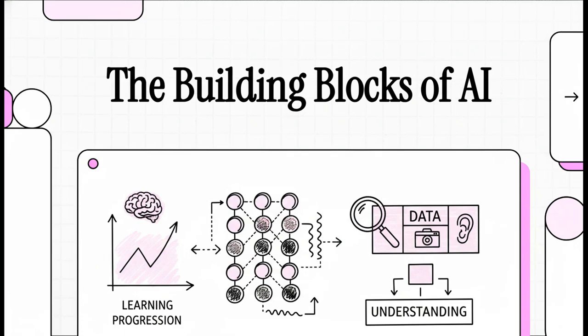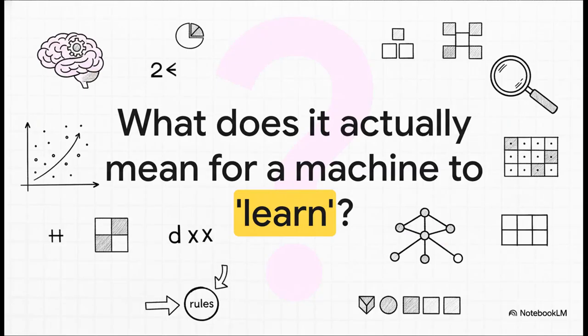You hear it all the time, right? That AI is learning. But what does that actually look like? Well, I'm here to tell you it's not magic. It's actually a series of brilliant logical steps. So today, we're going to pull back the curtain and show you the real building blocks of how a machine learns to think and even to see. So let's just dive right in.